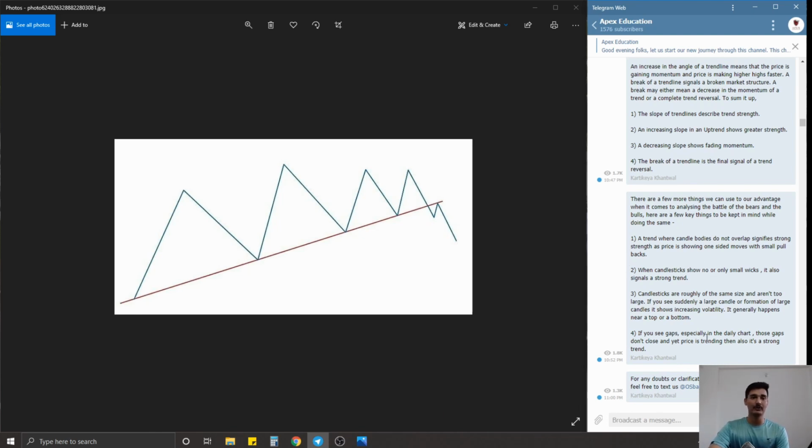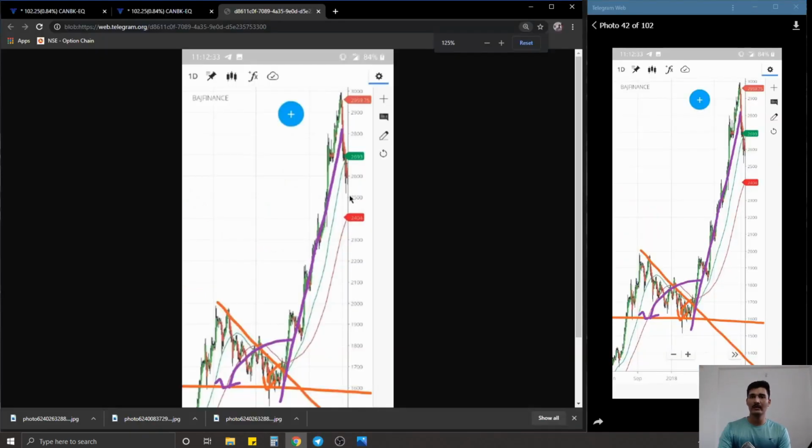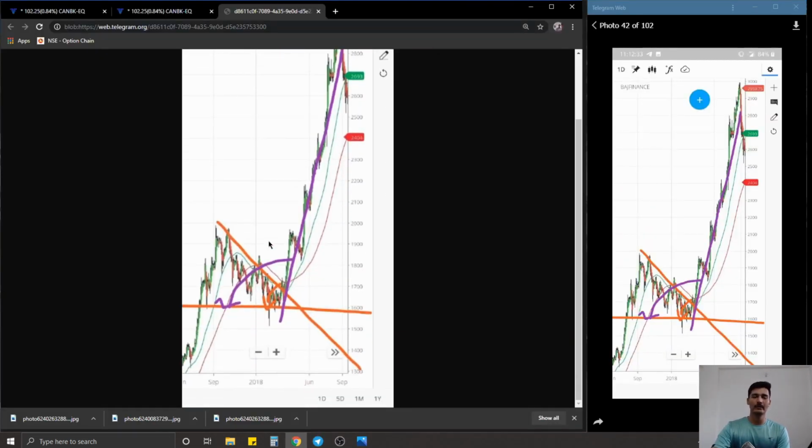Then you have gaps on your charts. If you're using a large time frame, hourly or daily, there might be some gaps on your chart. If the trend is still pushing in that direction despite a gap on the opposite side, then it is definitely a strong trend. When I talk about the slope of the trend line, this is one good example.